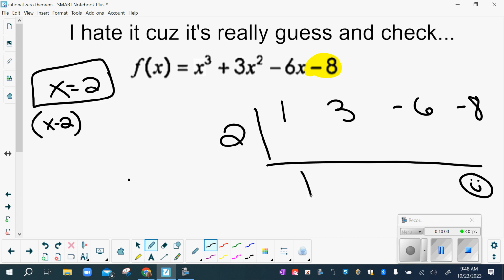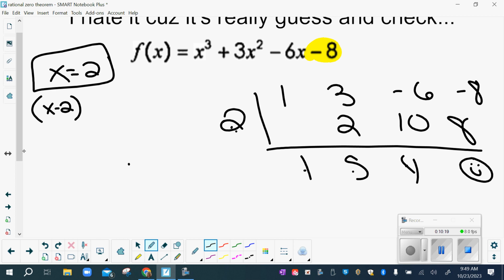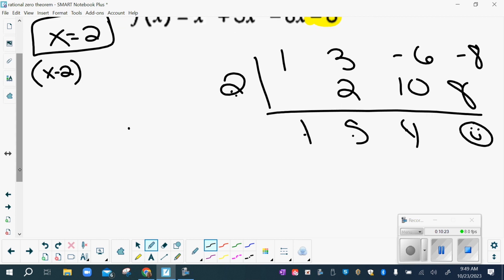Let's try it. 2 times 1 is 2. That's going to give me 5. 2 times 5 is 10. That's going to give me 4. 2 times 4 is 8. Bingo. Now we need to find the other 2 answers. We got one of them. I don't want to do it by guess and check. I'm now going to take this guy, x squared plus 5x plus 4.